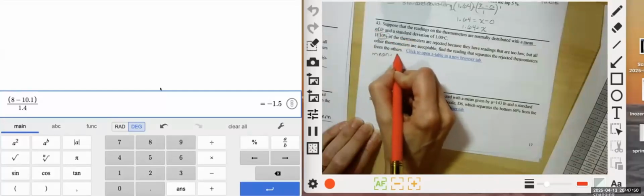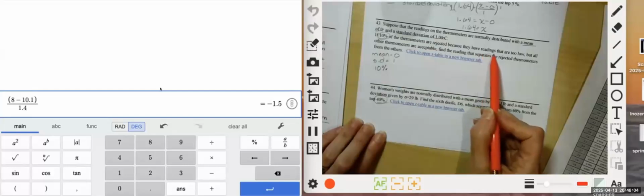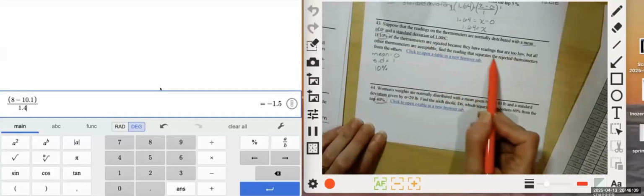Let's just do number 43 before I go on. Okay, given our percent, we're given 10% on this one. Let's see here. We have a mean. I'm so bad at these problems. I just look at, okay, mean of 0, standard deviation of 1, and I just look for the data item. I don't even read the problems half the time. Sorry, I'm so bad about that. So if 10% of the thermometers are rejected because they have readings that are too low, but all other thermometers are acceptable, find the reading that separates the rejected thermometers from the others.